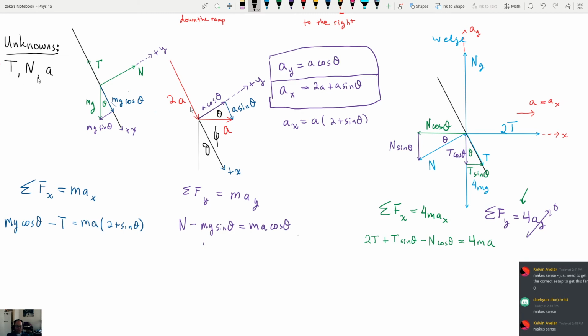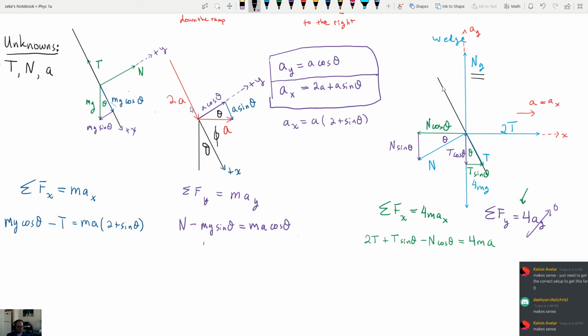So these are our 3 unknowns: tension, normal force, acceleration. The first equation has 2 of them. The second equation has 2 of them. And the third equation has 3 of them. So I hope you understand why I'm not writing down this 4th equation. We already have 3 equations with 3 unknowns. The 4th equation would only give us this, and we don't need that.